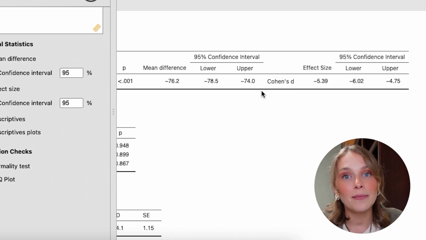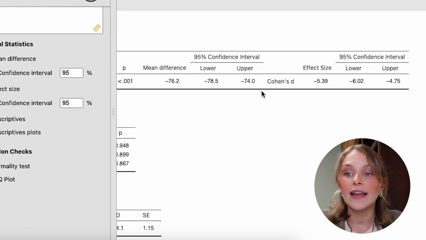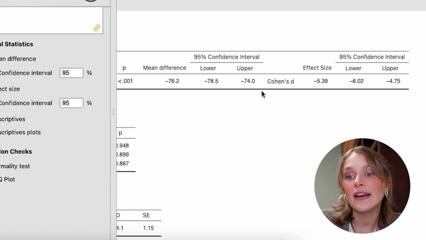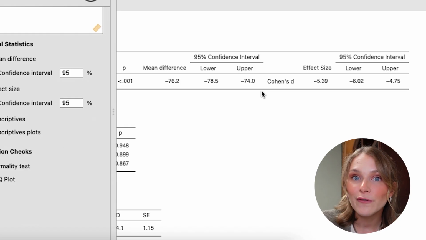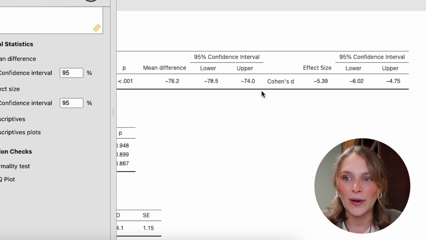And just like for the mean difference, we know that this is a sample, and so there could be bias associated with this value. And so we also provide a confidence interval. So we say, we think the effect size is around negative 5.4, but it's even more likely to be somewhere between negative 6 and negative 4.75.